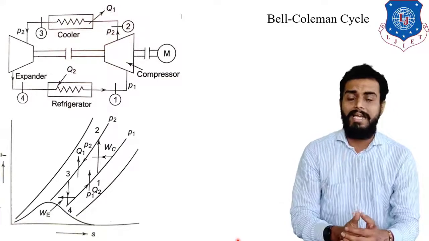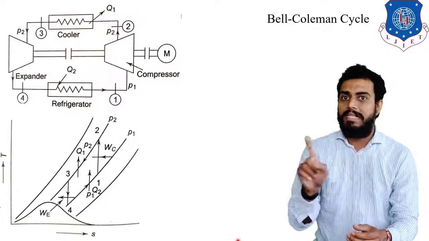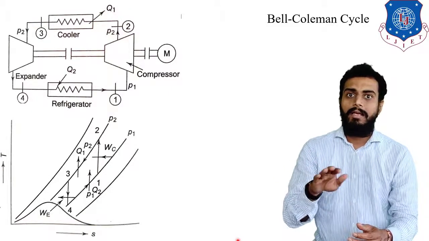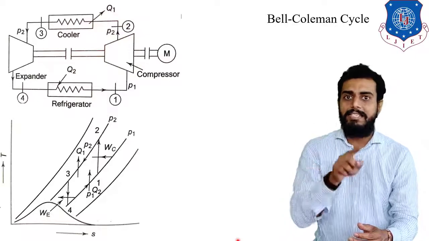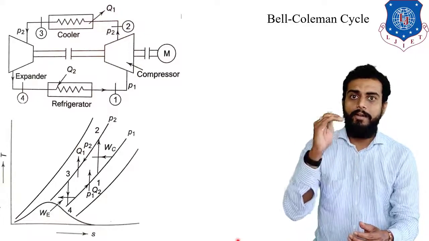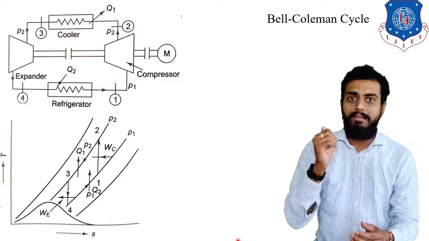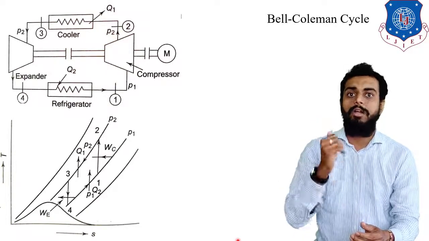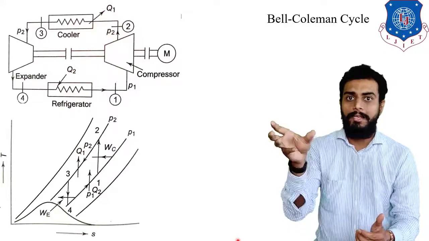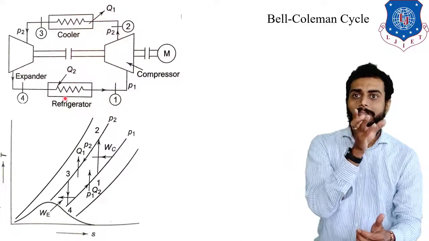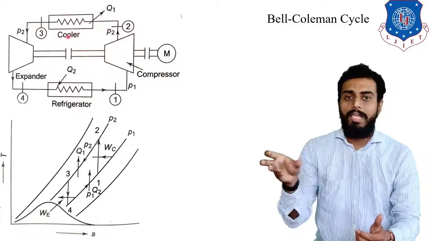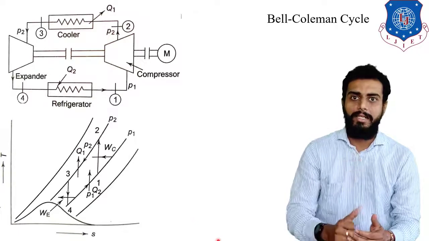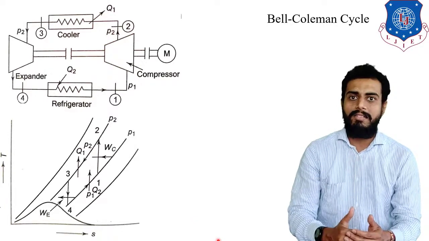One more important thing is that here no phase change occurs. Okay, students, we do not have liquid refrigerant and vapor refrigerant like that. Here only gas is present. So that is why, instead of using the words evaporator and condenser, what are we using? We are using the words refrigerator and cooler respectively. So in place of condenser, we use the word cooler, and in place of evaporator, we use the word refrigerator, because phase change is not occurring. Clear? Let us start the understanding.